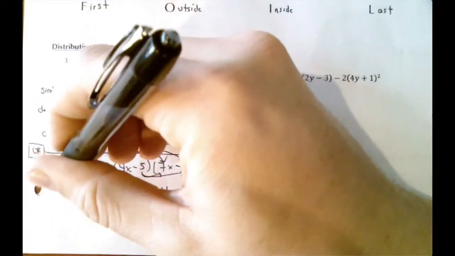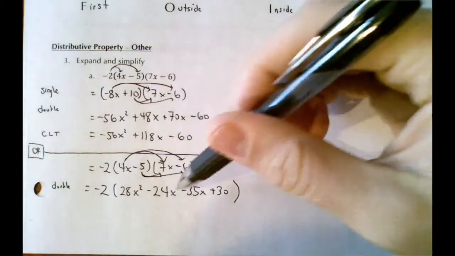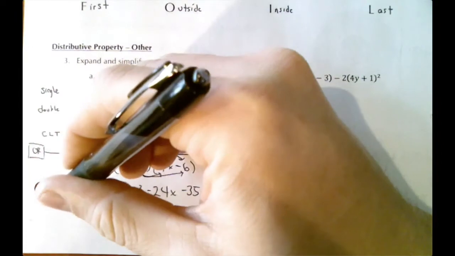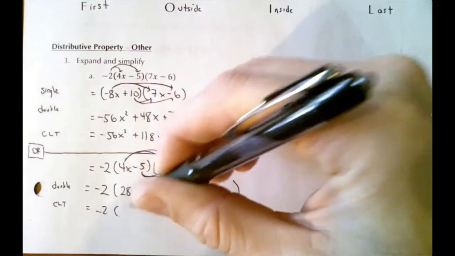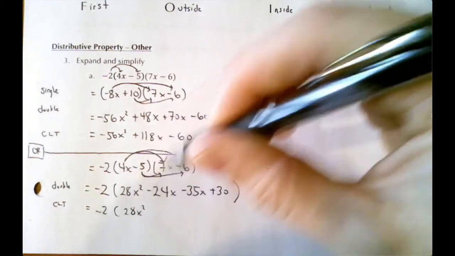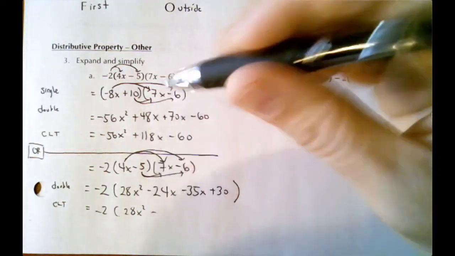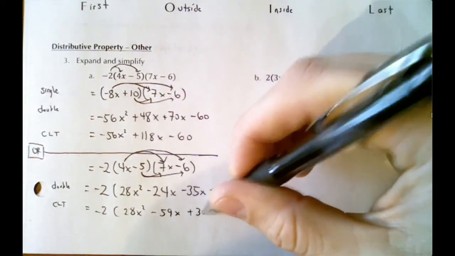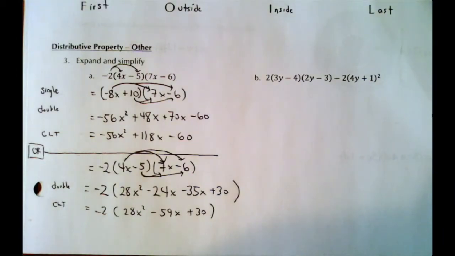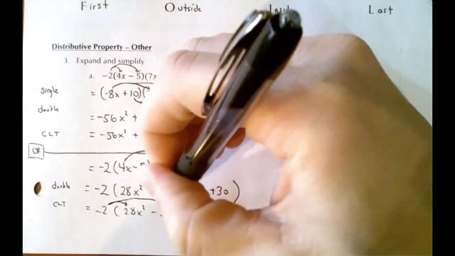So that was our double first. And now we can see we have some like terms. So we're actually going to collect like terms before multiplying by 2. 28x squared, 24 and 35, both being negative, is going to be negative 59 plus 30. And now we have a number in front of a trinomial. We can distribute it in to every term.